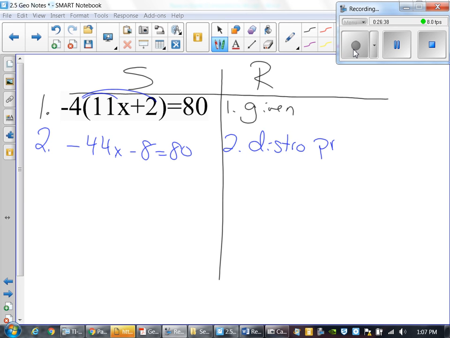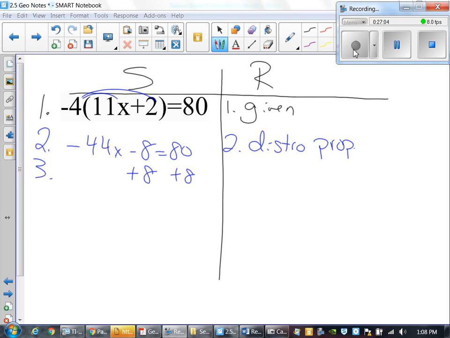Now, remember, the distributive property does not have an equals on it. So hopefully you didn't put an equals, because you're not doing it to both sides. Distributive property is on one side, it's just distributive property. There's no equal thing, okay? Next step, I bet most of you guys added 8 to both sides of the equation.